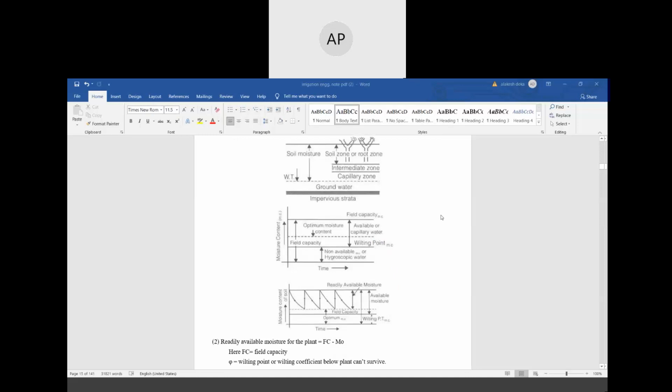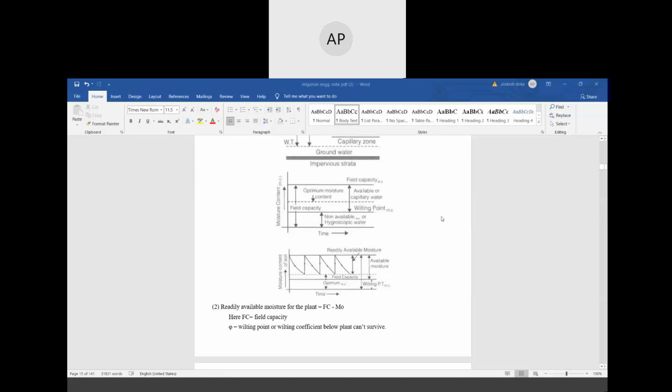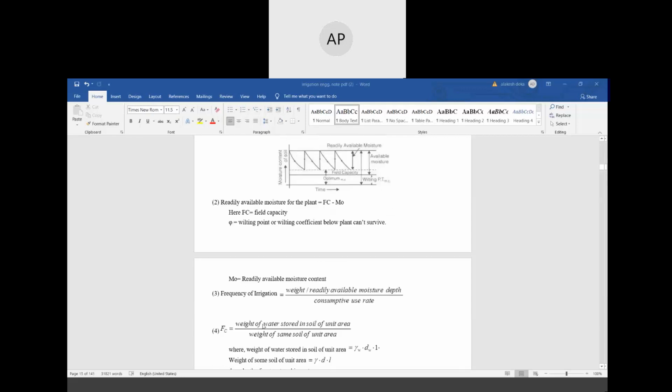Next, readily available moisture for the plant. Fc equal, what is Fc? That is the field capacity minus MO. Field capacity.